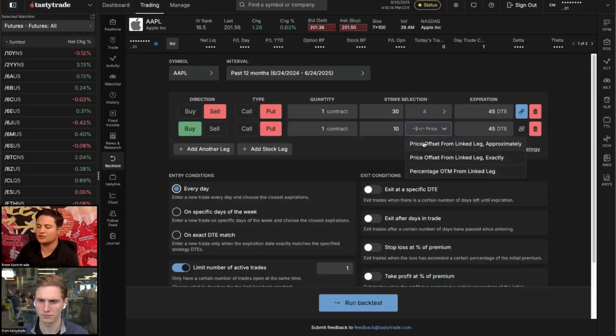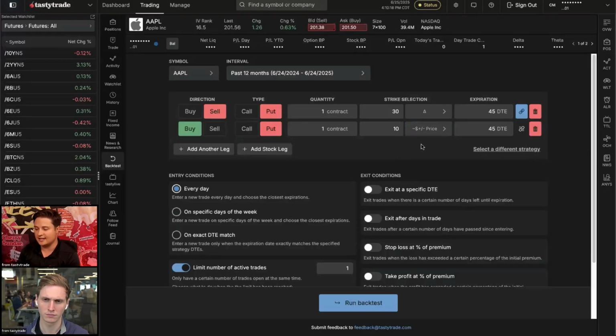But for this one, I think we're just going to go ahead and keep the offset from the linked leg as exact. So with this one, we'll make that a -10 since we're going to be doing a credit spread here. If we were testing a debit spread, we would just leave that as a +10.